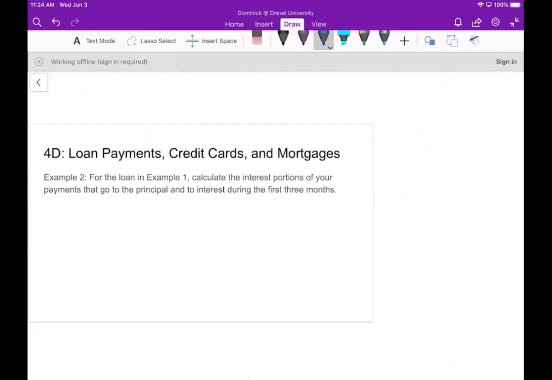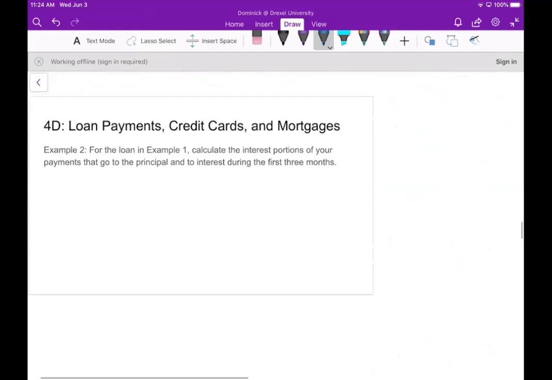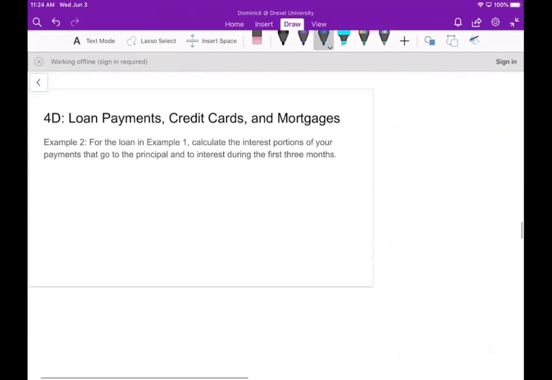Okay. Now, the next example, we're sort of continuing off example one. We want to calculate the portions of your payments that go to the principal and to interest during the first 3 months. Now, I think I want to skip that one because I'm not going to be too concerned with this. But the idea here, if you're really interested, you can check this out on your own. But the idea is that in the beginning, most of your payment is toward interest.